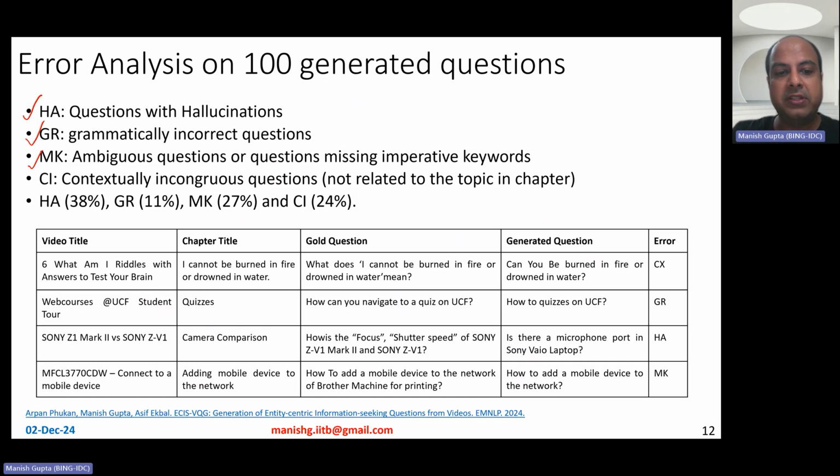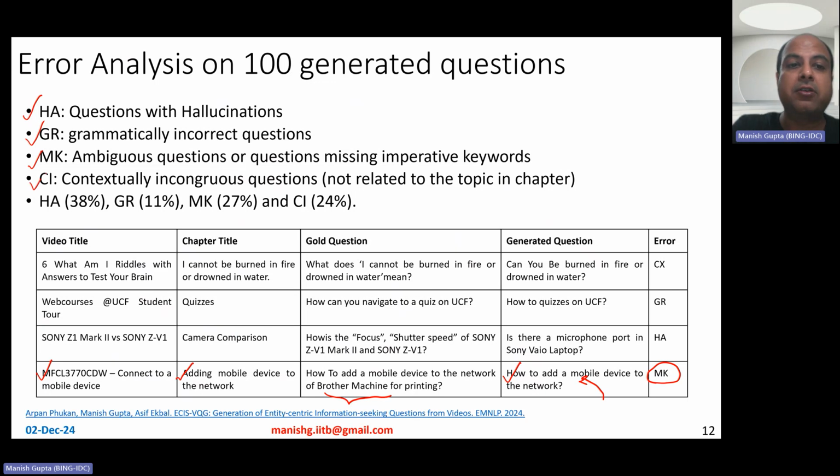Okay, so for example, if the chapter title is adding a mobile device to the network, it can be talking about a particular kind of mobile device, but our generated question is basically how to add a mobile device to the network, while what we expect is that in this particular video, it's talking about a Brother machine, which is not mentioned in this question generated by our model. So it's an ambiguous question, a more generic question, missing important keywords like Brother machine in the question. Okay.